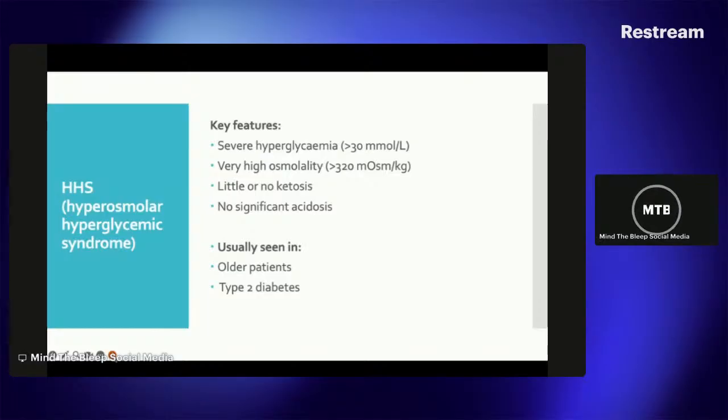Progressive dehydration leads to the raised serum osmolality, and that causes the neurological symptoms such as confusion and reduced consciousness. Because the ketone production is suppressed, you will not see the ketoacidosis that you will see in DKA. And as I've said on the slide, it's typically in type 2 diabetics and older patients.